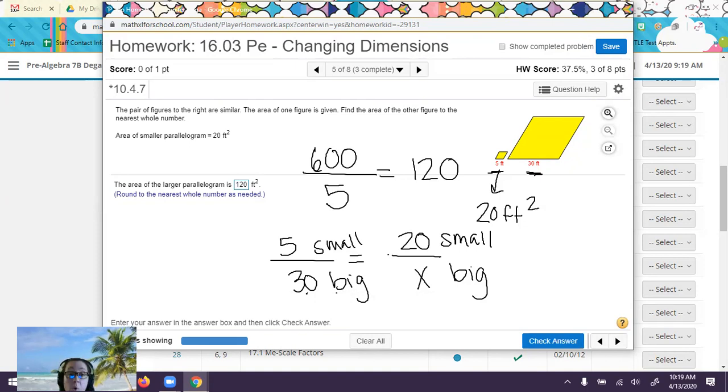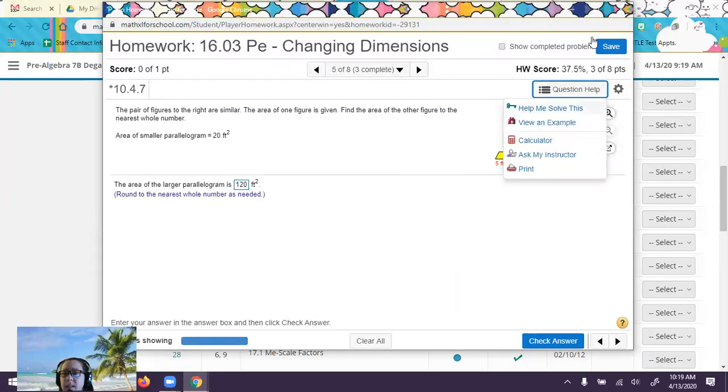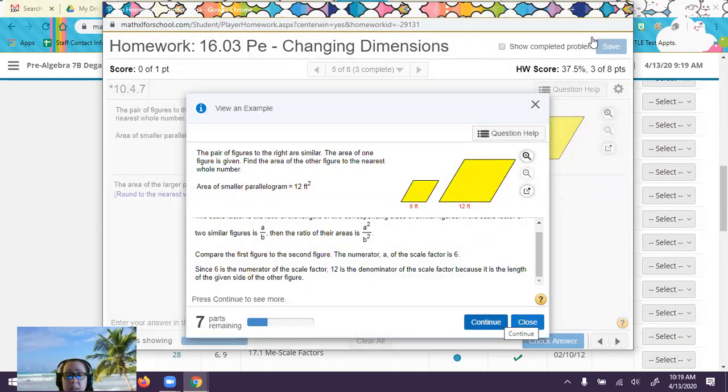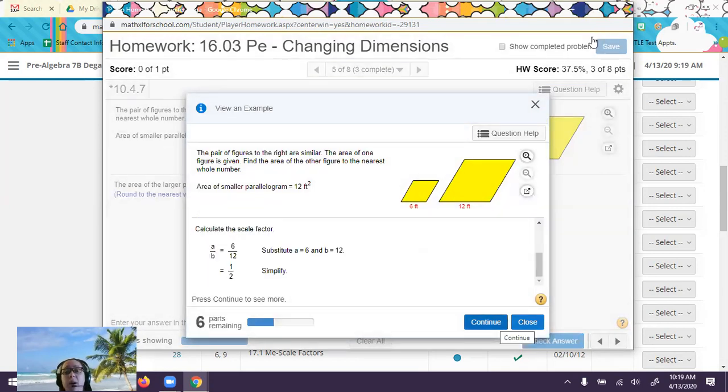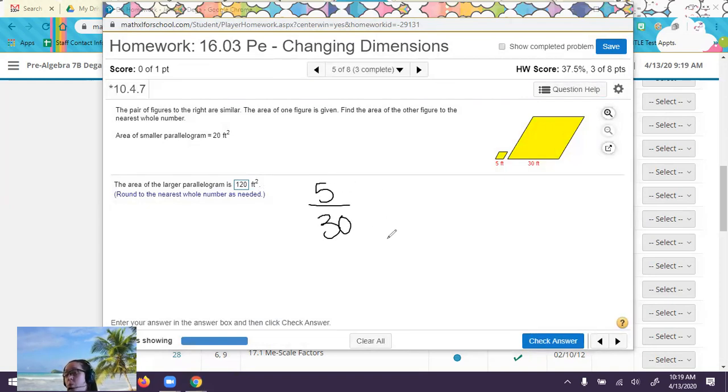Round to the nearest whole number. Oh, that doesn't make sense. See, then I go to question help and I'm like, view an example. This question help thing is fabulous. Oh, I forgot to square those sides. Yep, okay, that's what I see. It's so easy to forget that. So we have our side length. See, it's so easy to forget that.